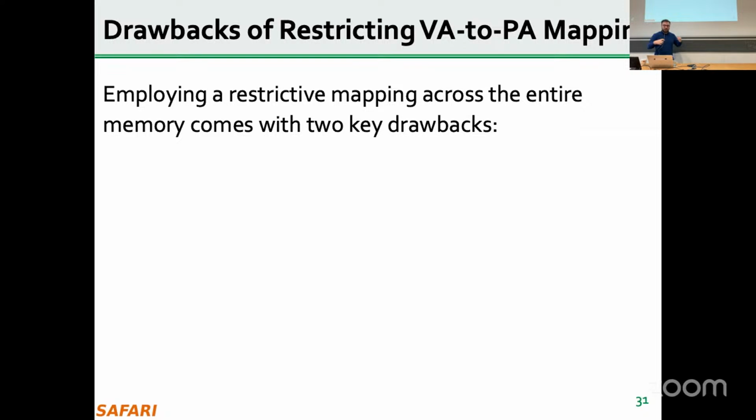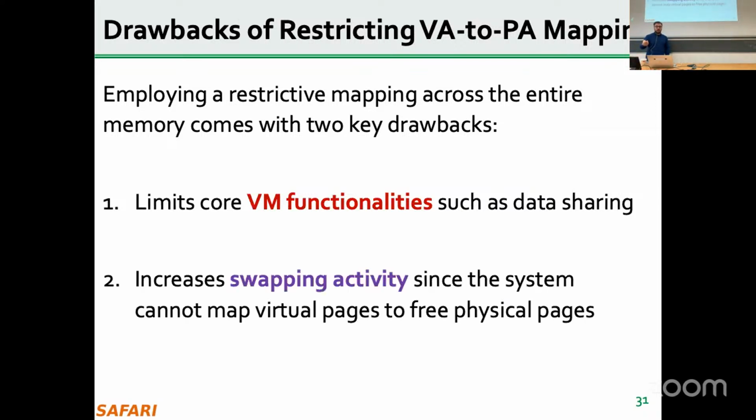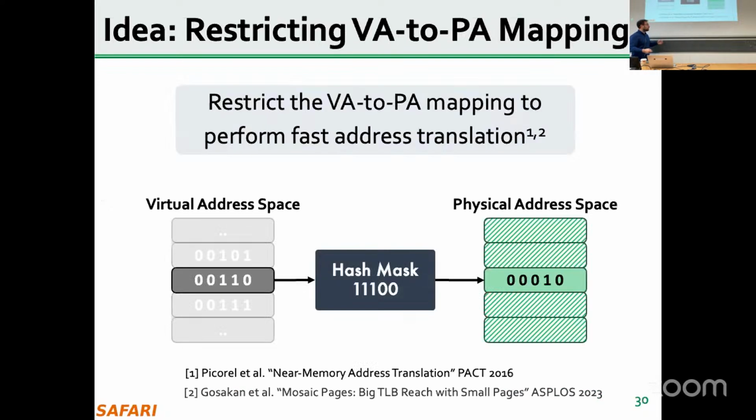However, if we do this across the entire memory, as I said in the executive summary, it comes with two major drawbacks. First, it limits the core virtual memory functionality such as data sharing. And second, it increases the swapping activity, since the system cannot map pages to free physical pages. Going back to this figure, if, let's say, this page was the only one that you can put our data in, but it is already occupied, then what do I do? Where do I place my data? I need to place it somewhere else, for example, in the swap space. And this would cause high overheads.